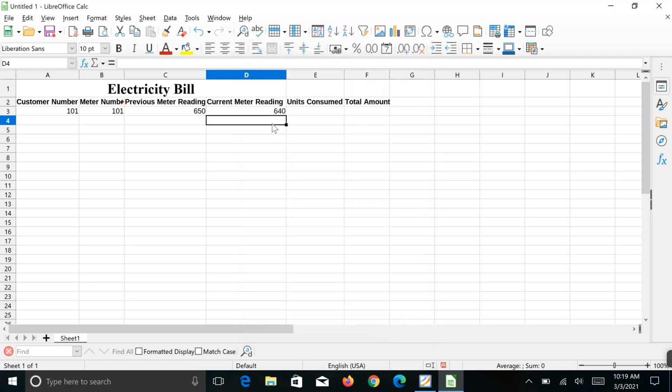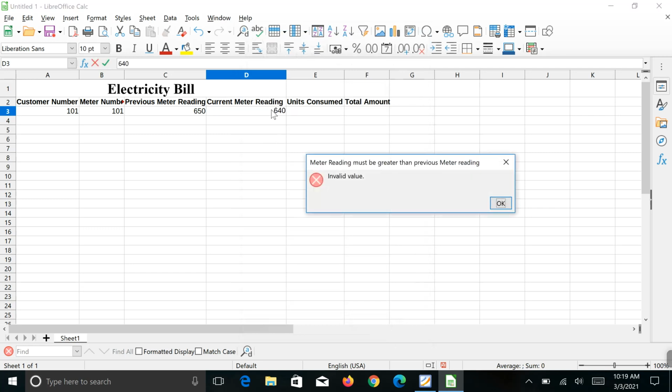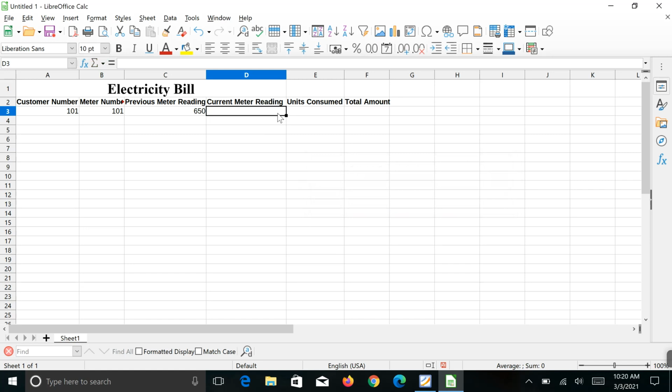Okay, so suppose if I give 640, it should give an invalid value. Meter reading must be greater than the previous meter reading. Okay, so I need to give 700. Now coming to units consumed. How do you calculate units consumed? Units consumed is equal to this value minus this value. So 700 minus 650, that is 50.